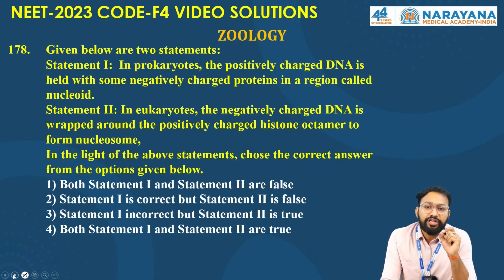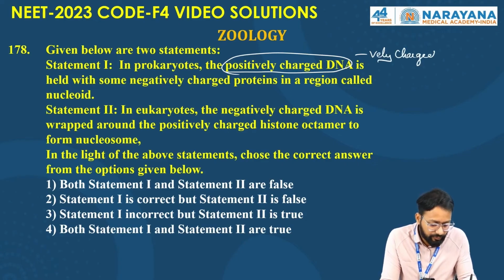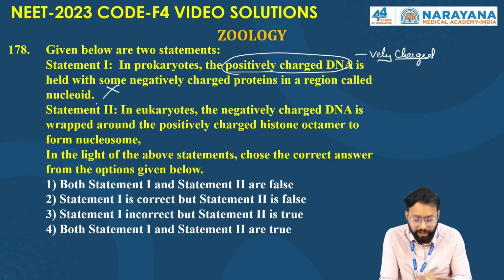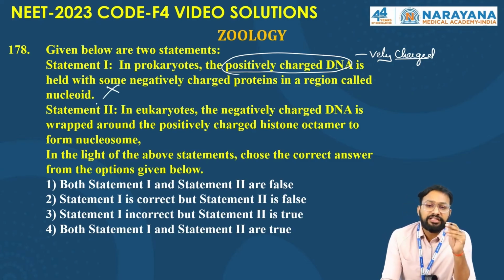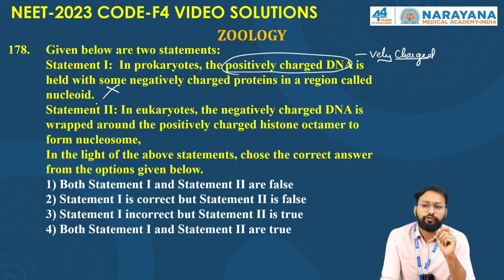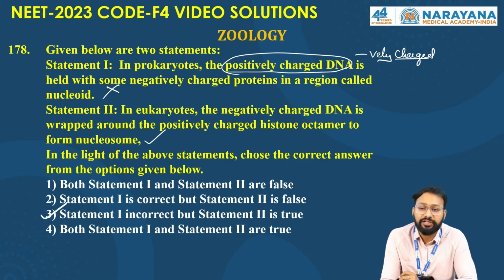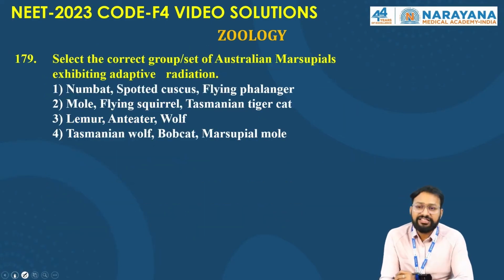Statement 1. In prokaryotes, the positively charged DNA is negatively charged. So, this statement becomes wrong. In eukaryotes, the negatively charged DNA is wrapped around positively charged histone octamer to form a nucleosome, which is correct. So, statement 1 is incorrect, right? But statement 2 is true. Option 3 should be the correct option. Okay. Next question number 179.